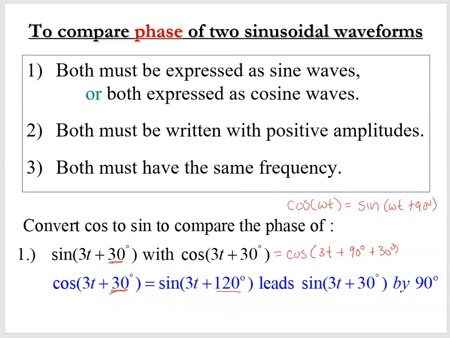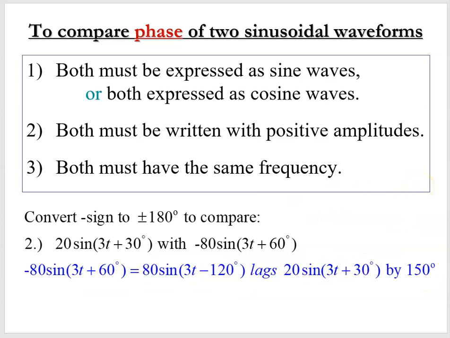These are the two phase angles that we'll compare. They happen to be the same, 30 degrees. So we can see that this one's leading, 120 degrees is leading 30 degrees by 90 degrees. So we can say our cosine of 3t plus 30 degrees is leading sine of 3t plus 30 degrees by 90 degrees. And that makes sense because we know the cosine leads the sine by 90 degrees.